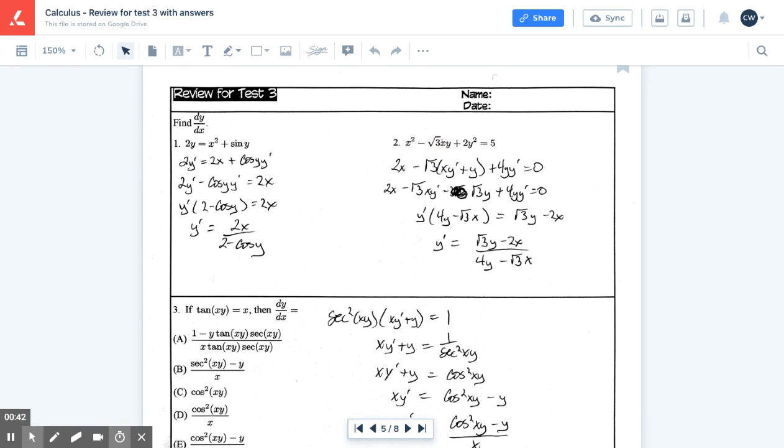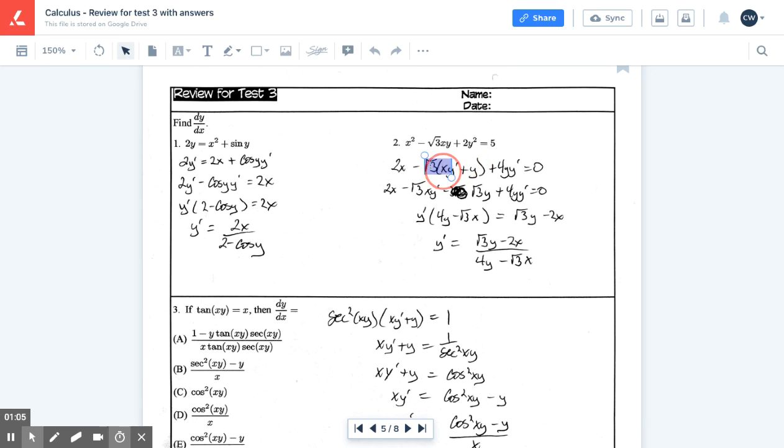And whenever you have product rule and a coefficient in front of the product rule, I always recommend that you put the coefficient out front and then do the product rule inside of the parentheses. So we have first times derivative of the second plus the second times derivative of the first. The derivative of 2y squared is 4y y prime, and the derivative of 5 is 0.